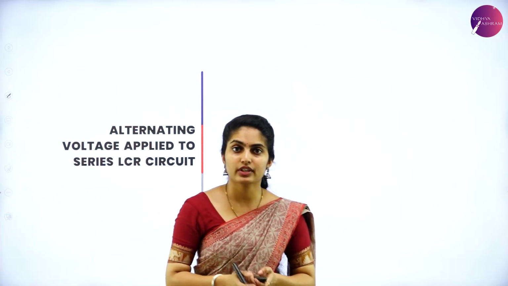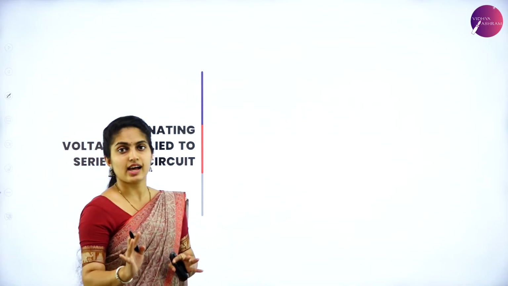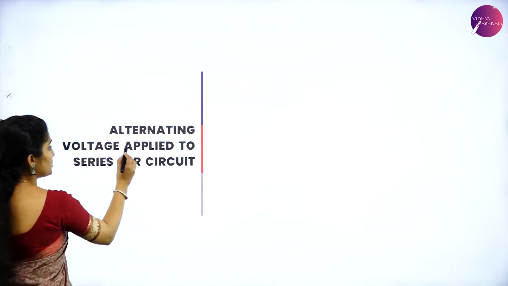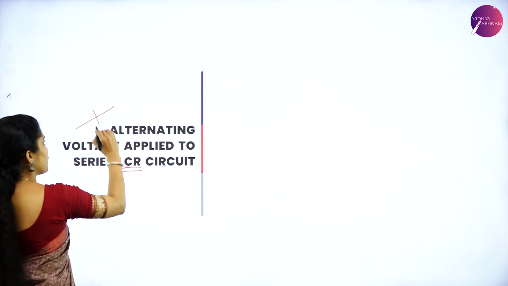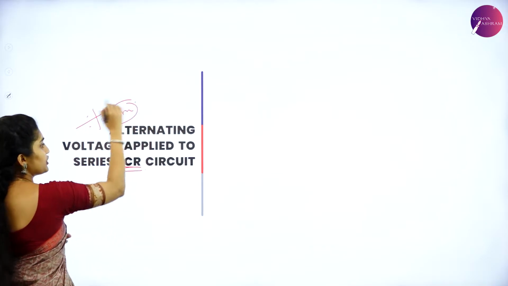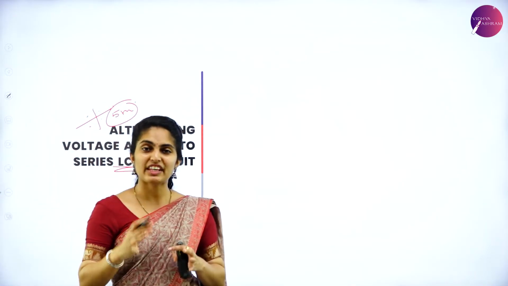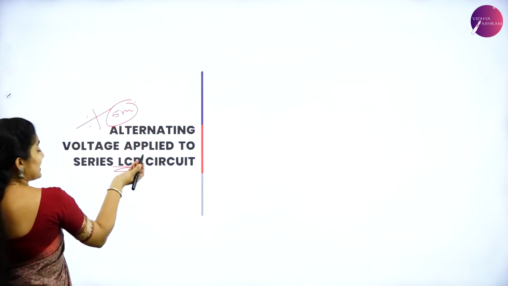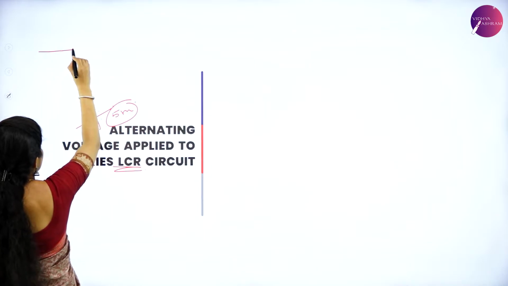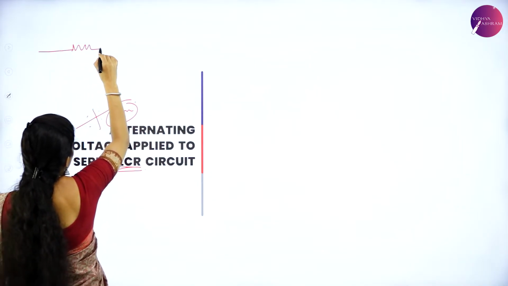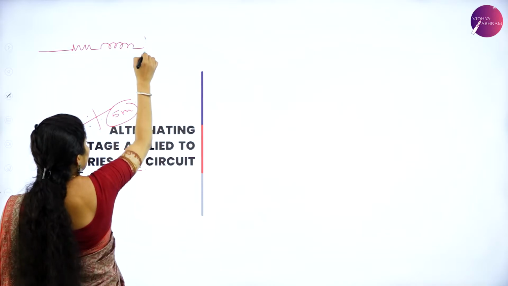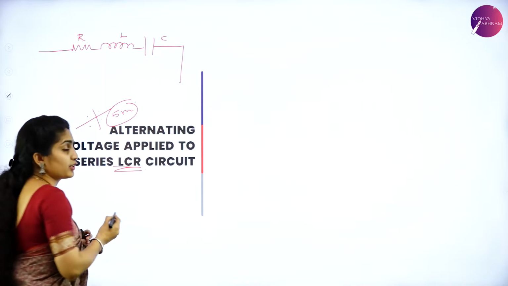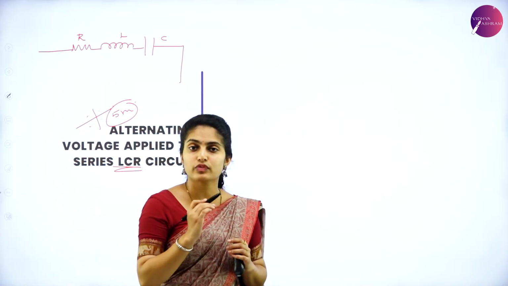Next we are moving on to the inductor, resistance as well as capacitor in the LCR circuit. Alternating voltage applied to an LCR circuit is one of the most important derivations, which is for 5 marks. So you have to be very attentive when I'm explaining this concept. For this LCR circuit we connect in series, that is, resistance, second inductor, as well as capacitor. RLC circuit or LCR circuit is what we call this.